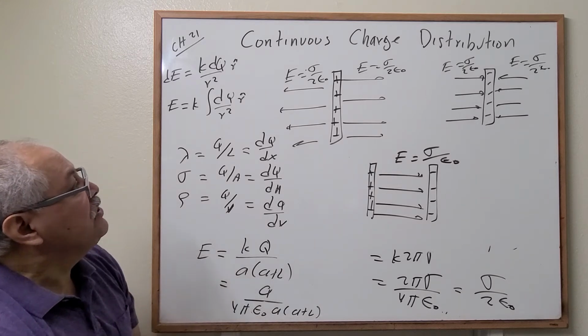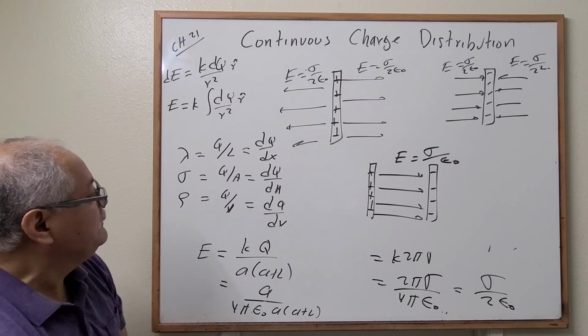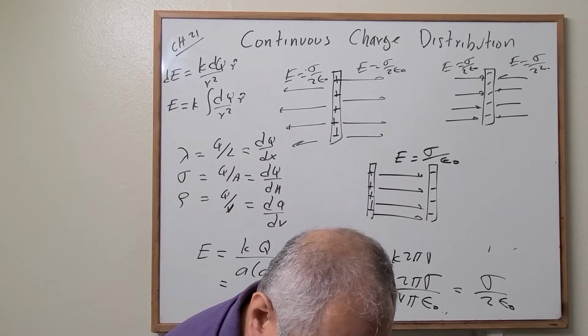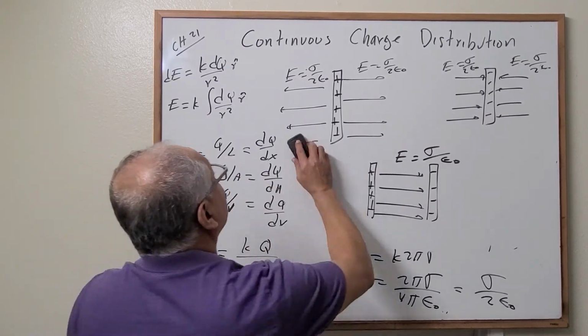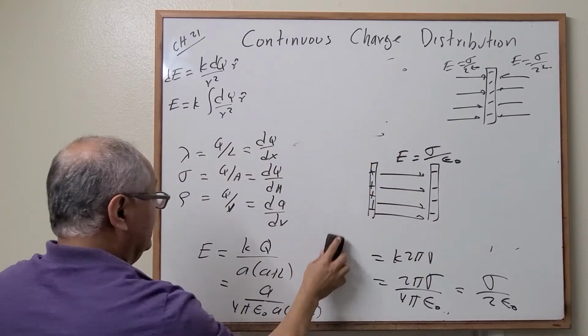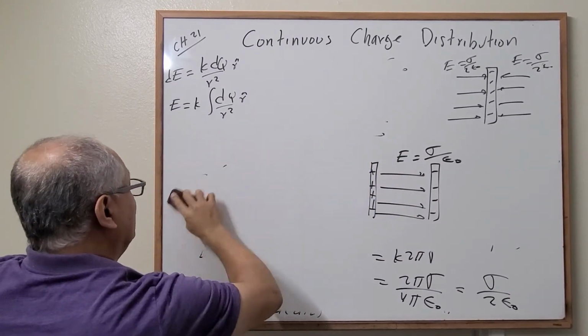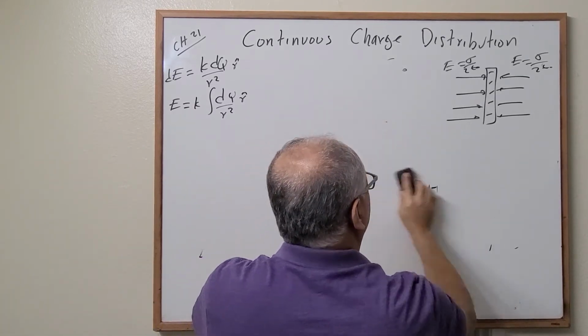Now let's go to the last topic for this chapter. The last topic is going to be the dipole, the electric dipole. Let's do it. Electric dipole. Okay, great. This is very important. Very important conclusion. Okay, the electric dipole.